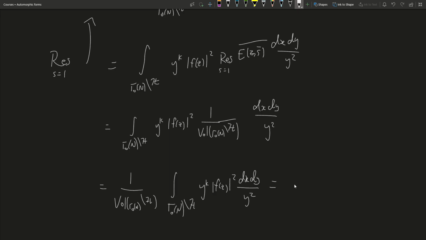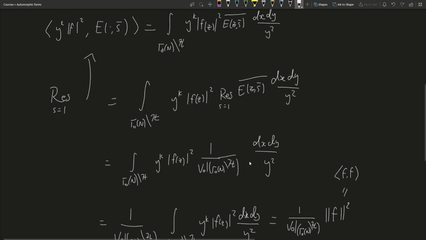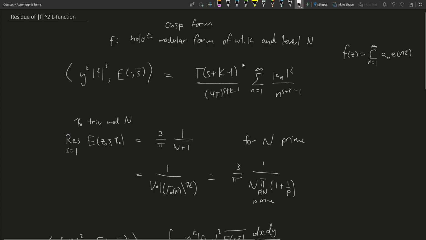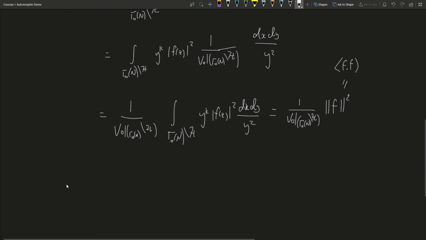so by definition this is equal to the norm of f. And when I write the norm of f, what I mean is the inner product of f and f. People normally write a squared here, right? Okay. On the other hand, if we look at this side, this must also be equal to the residue at s equals 1 of the expression we got when we evaluated this inner product using unfolding.